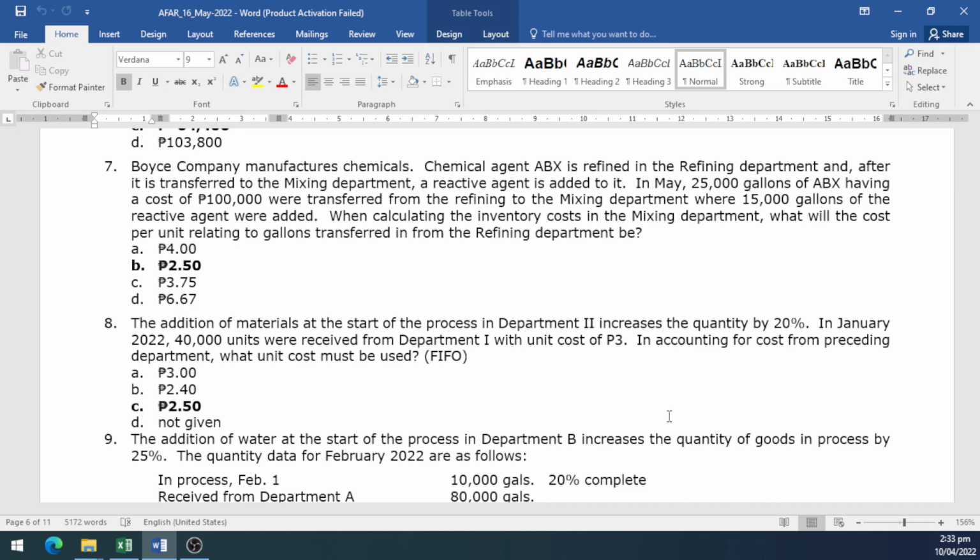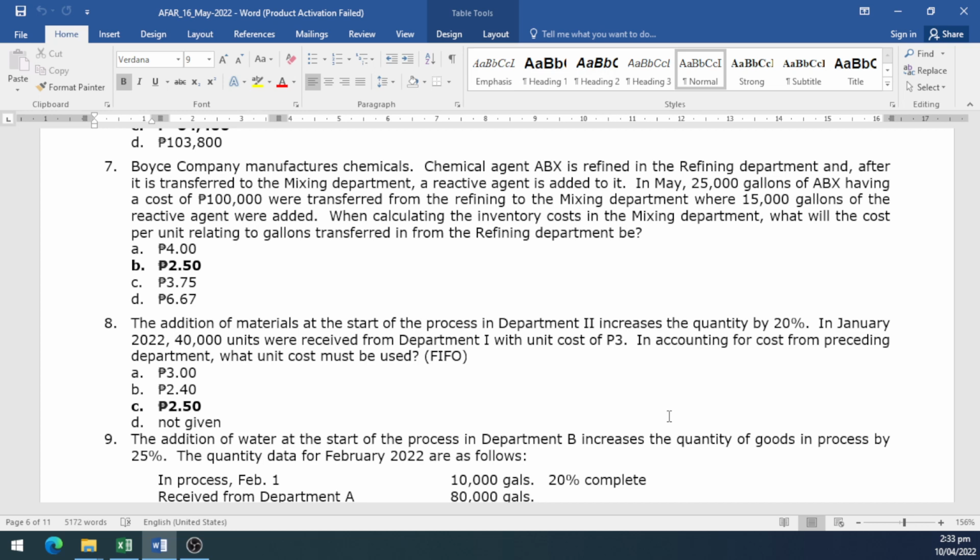Pag mayroong increase in quantity, ladies and gentlemen, i-adjust ninyo yung unit cost. Kasi yung units received na 25,000, mayroong transferred in cost from previous department yan. Pag FIFO, 100,000 divided by 25,000. 4 pesos per unit, per gallon. Pag average naman, pag sasama-samahin naman kasi yung cost in the beginning work in process, sama-sama lahat. Average na lang. So this one is FIFO.